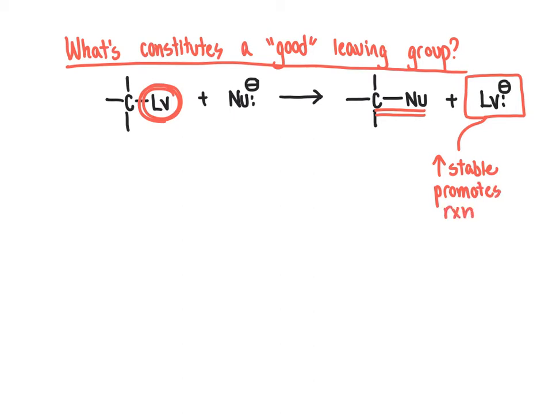So we have to ask ourselves here, what factors will stabilize the structure of that leaving group? You'll notice that the leaving group is oftentimes an anion, and so we can think back to factors we know of that stabilize bases or conjugate bases as factors that we can also consider here for stabilizing our product.